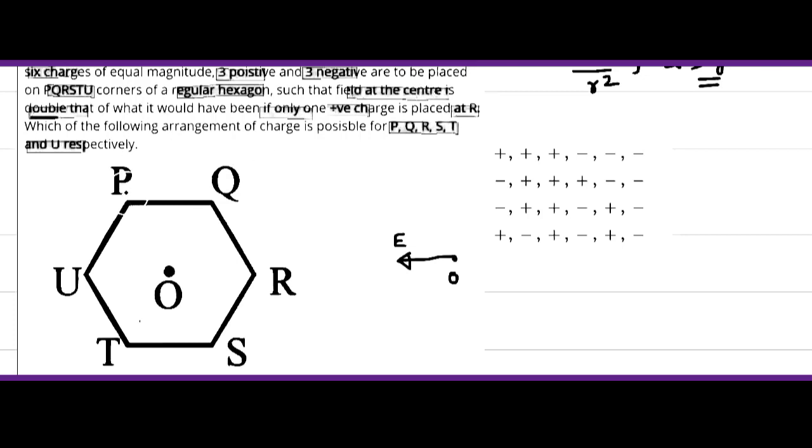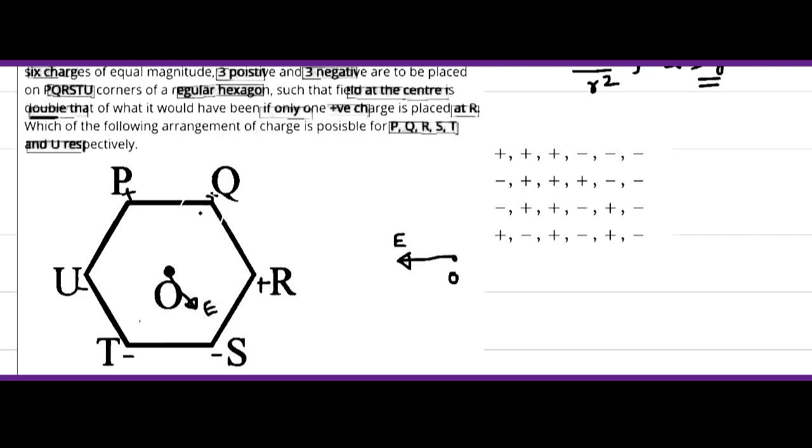So starting from P, this is a positive charge. Okay, option A: according to option A, Q is also positive, R is also positive, S negative, T negative, U negative. So we can see that due to the positive charge at P, the electric field will be in this direction, say E.